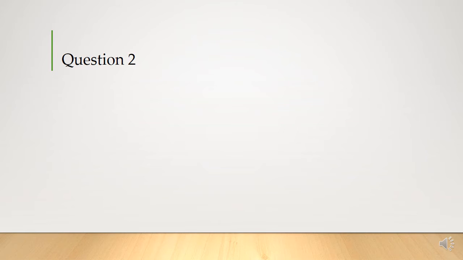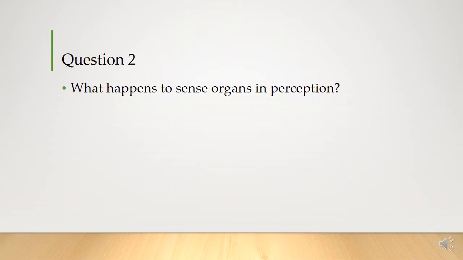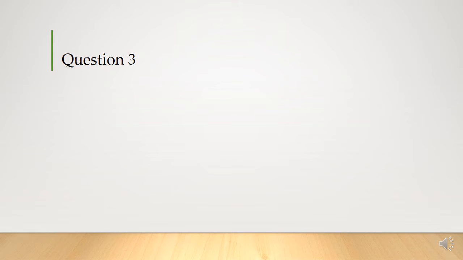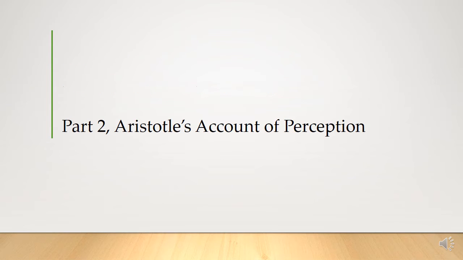The second question is, what happens to sense organs in perception? For instance, when you are seeing a red tomato, what is going on in your eyeballs? The third question is, what are the objects of perception? For instance, when you see a red tomato, what exactly are the objects that are being perceived? I have introduced the three questions for Aristotle's theory of perception. Now, let's see how Aristotle answers them.